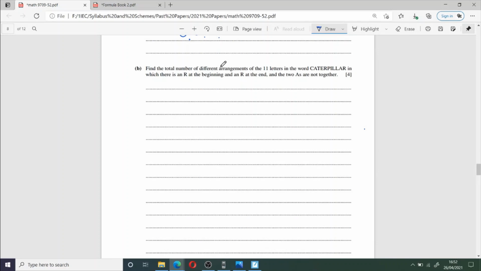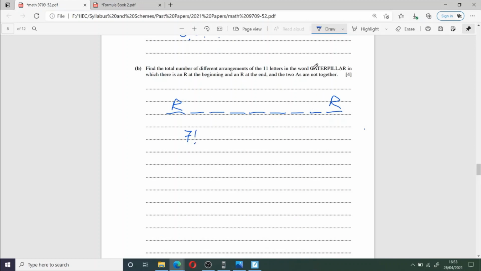Part B wants us to find the number of different arrangements where there is an R at the beginning and an R at the end, and when the two A's are not together. When you've got two objects that are not together, we consider that in a slightly different way. First of all, I'm going to forget about the A's and place the R's and think about the rest of the letters. So without the A's we have 9 letters, with an R at the start and an R at the end. Forgetting the A's, the remaining letters are 1, 2, 3, 4, 5, 6, 7. So without any restrictions, that will be 7 factorial ways.